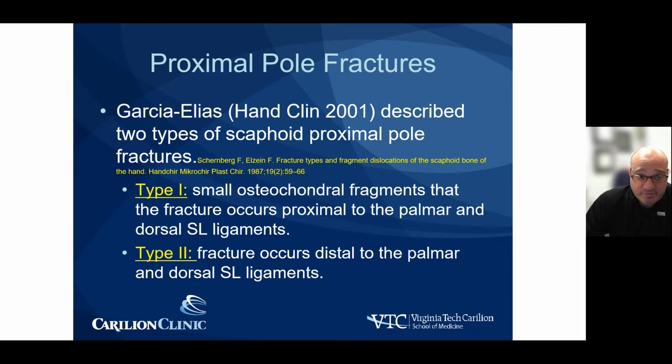Garcia-Elias in 2001 described 2 subtypes of scaphoid proximal pole fractures. He described a type 1, which was a small osteochondral fragment that is proximal to the palmar and dorsal scapholunate ligament. A type 2 was one that was distal to the palmar and dorsal scapholunate ligament.